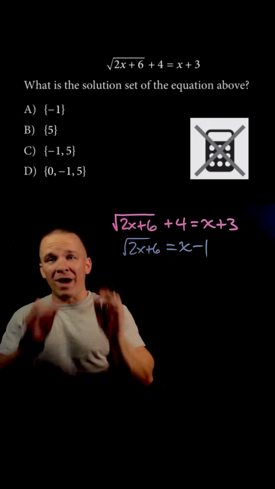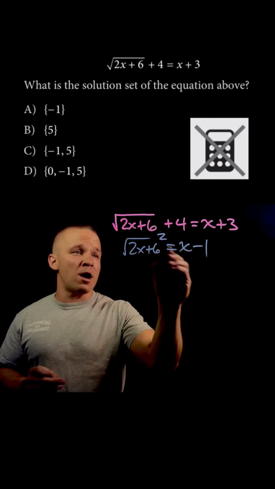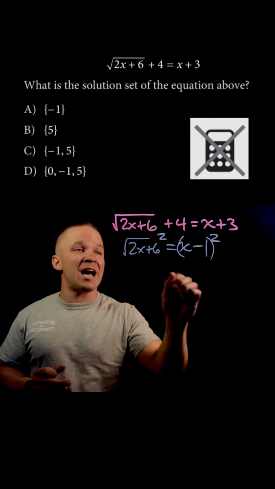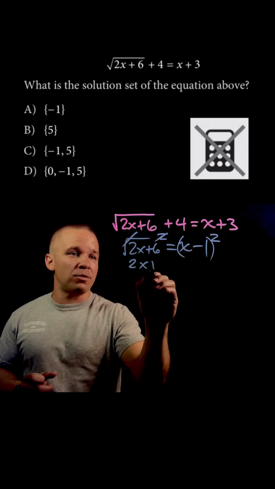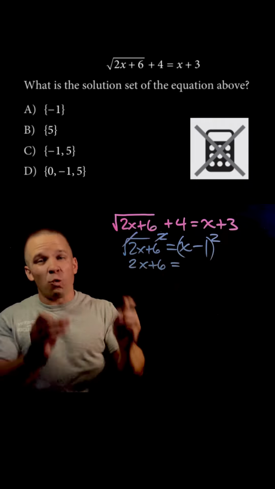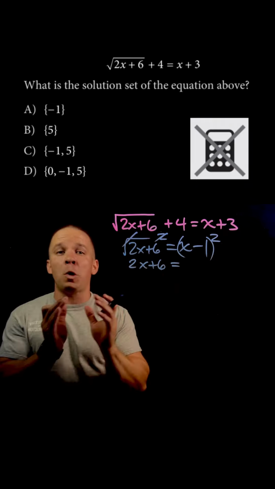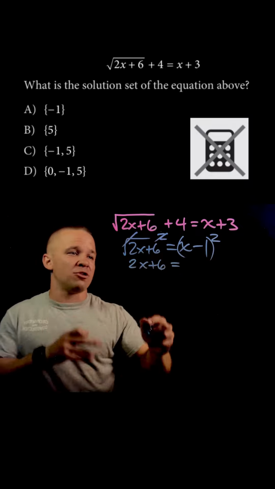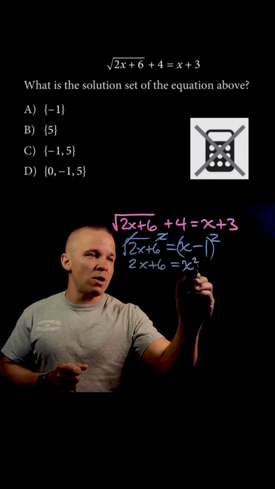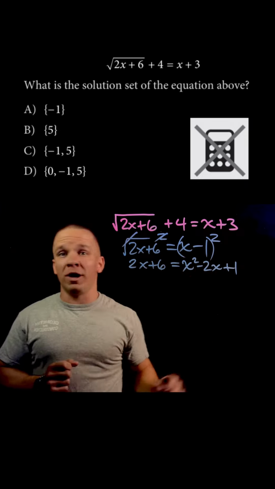Now to get rid of my radical there, to get rid of my square root, I'm going to square both sides. When I say both sides, I mean the entire thing. So these are going to cancel, and I'm left with 2x plus 6. But when I square x minus 1, that quantity x minus 1, I need to think of it as x minus 1 times x minus 1, FOIL, combine like terms, all that good stuff. I'm going to get x squared minus 2x plus 1 when I do that.